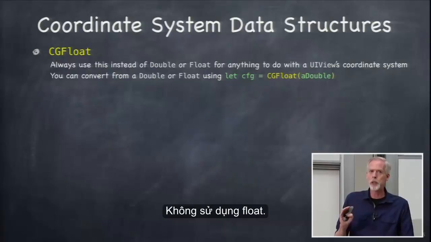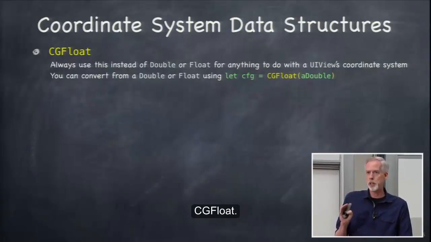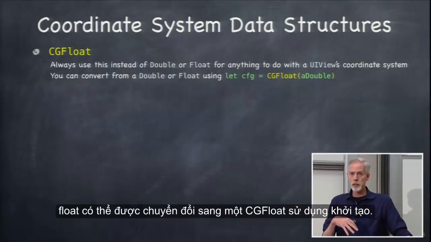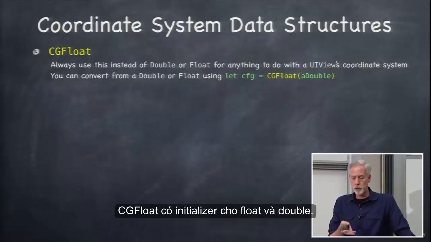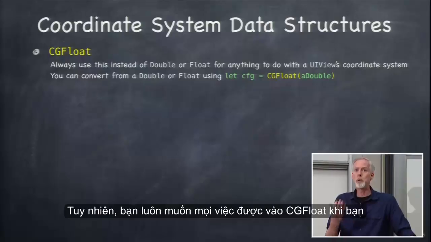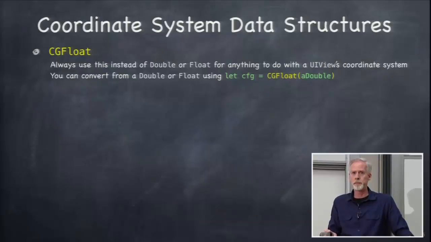Do not use double, do not use float. If you use those in your homework, you're going to get dinged, okay? Use CGFloat. Doubles and floats can be converted to a CGFloat using the initializer. CGFloat has initializers for floats and doubles that you can pass and turn it into a CGFloat. But you always want things to be CGFloats when you're working in the coordinate system, okay?